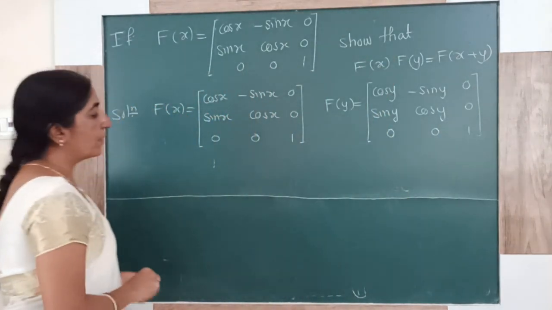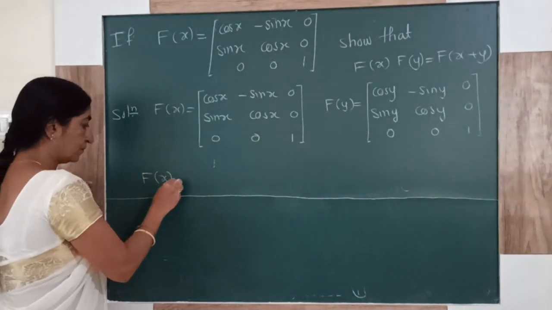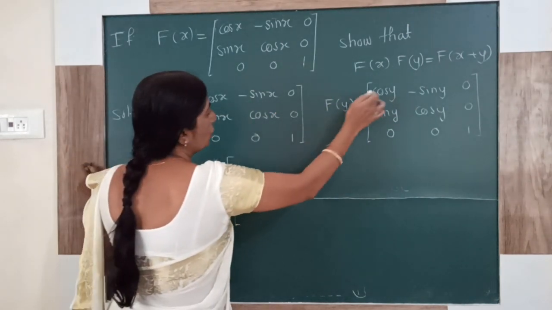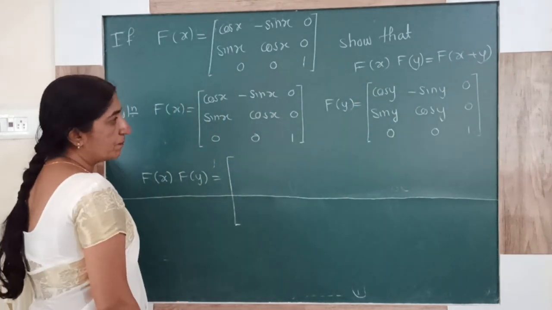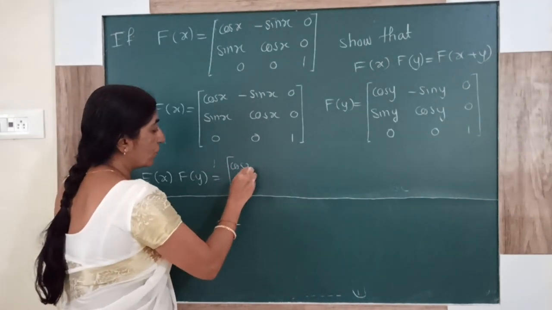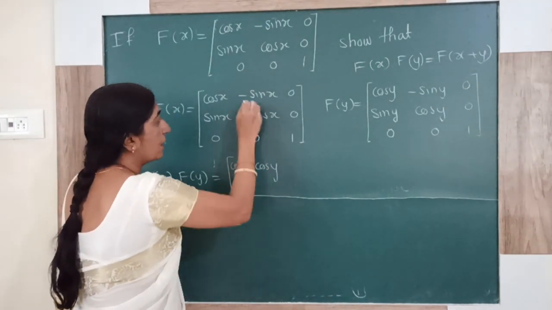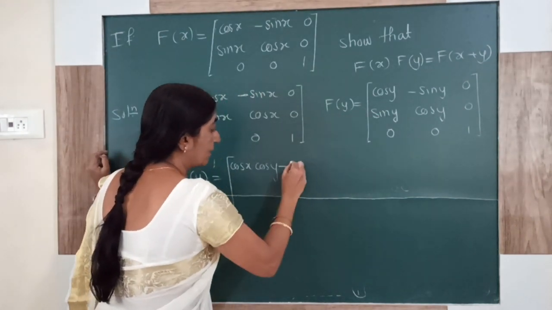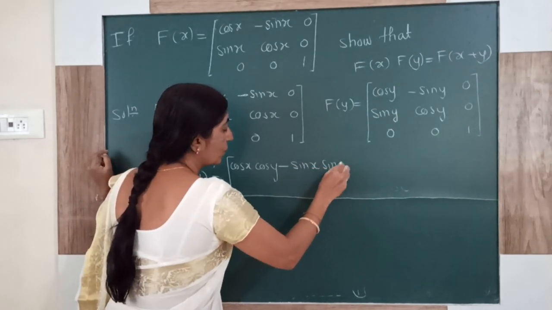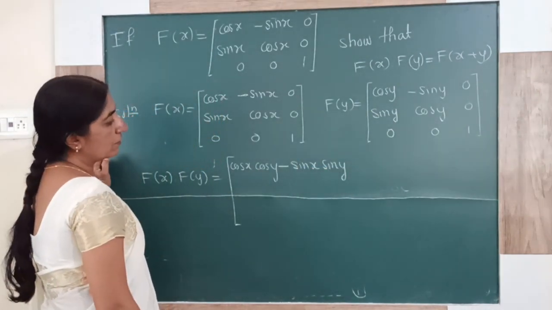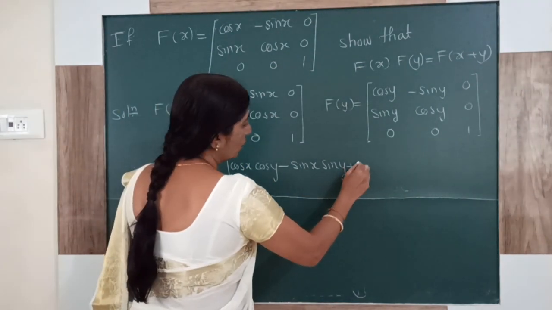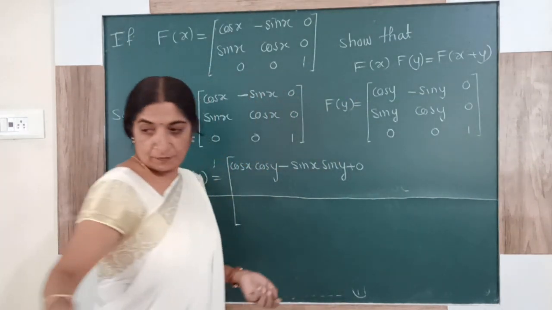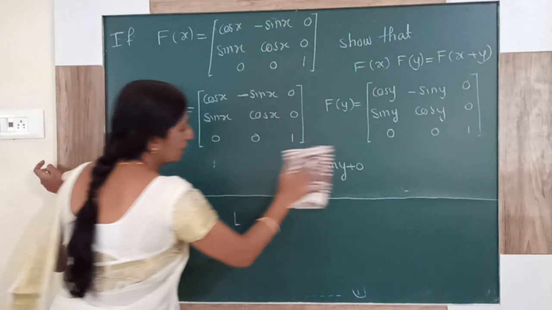Then we have to go for multiplication. Multiply the first row with the first column as we did in the previous one. First element cos x into cos y. In the middle there is a minus, so minus comes: second element into second element, sin x into sin y. Then the third one will be 0. Then the first row with the second column. I am not getting the place, so I write it like this.